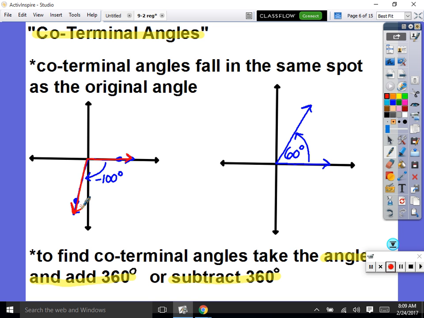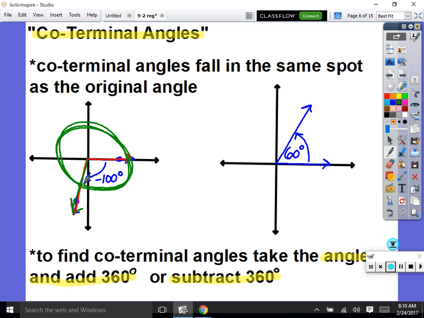Coterminal angles will fall in the exact same spot as the original angle. So coterminal angles will end up in this exact same spot, the same terminal side. So think about it, guys. Wouldn't that be going around in a full circle and put me back there in the same spot? Can we go around the circle again and put me back at the same spot? Can I go around again and I'm back at the same spot?